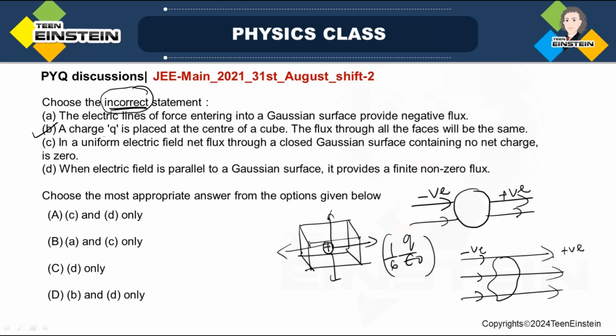ultimately, if you take the sum of these two, going out and going in, since there is no charge inside, all the flux will be passing through the surface. The number of field lines entering are going out also. So that's why there will be no net flux inside the Gaussian surface.